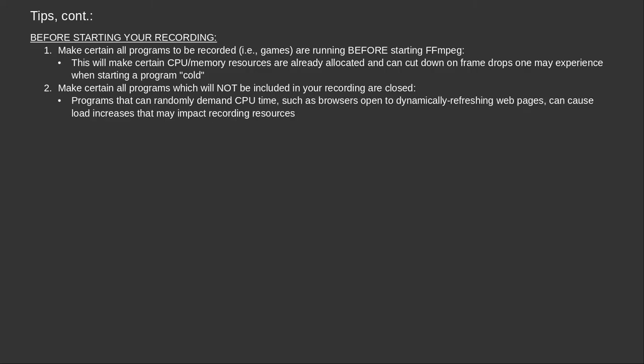Good example of this, programs that can randomly demand CPU time, such as browsers open to dynamically refreshing web pages, they can cause load increases that may impact recording resources. If you get a CPU spike, you can end up dropping frames, so close everything you don't need.